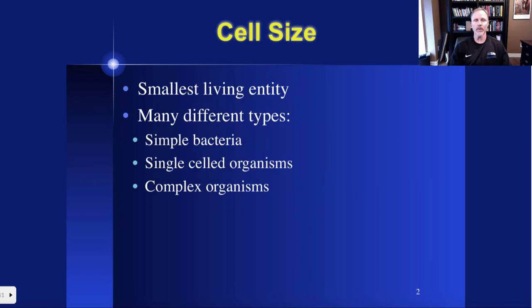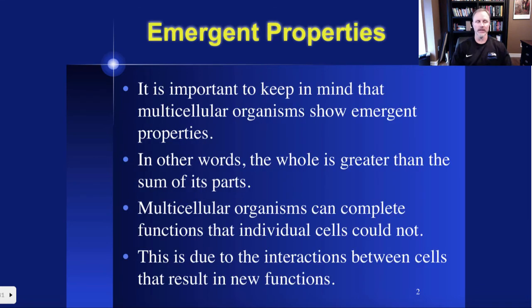Okay. All right, so cell size. The cells, of course, we said in class, are the smallest living entity, and there are lots of different types. You have simple bacteria, you have single-celled organisms, you have complex multicellular organisms, etc. So there are all different types of cells that contribute to living organisms. And we said also that if you look at things a certain way, certain properties begin to emerge just depending on how you look at them. And we said to emerge means to come out of, okay?